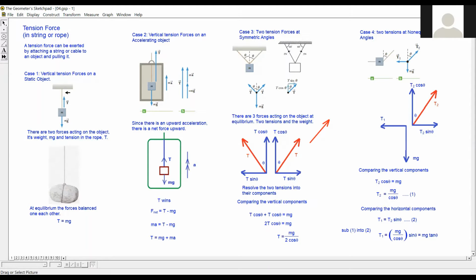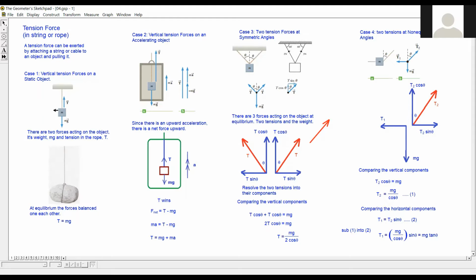Now the first case is like this: an object attached to a string and it is hung from the ceiling. Something like this. This is a piece of stone. The stone is tied to a string. The string is hanging above, hanging on the ceiling there, right? Okay. Now, if you look at the object, don't look at the ceiling. We look at the object, the piece of stone.